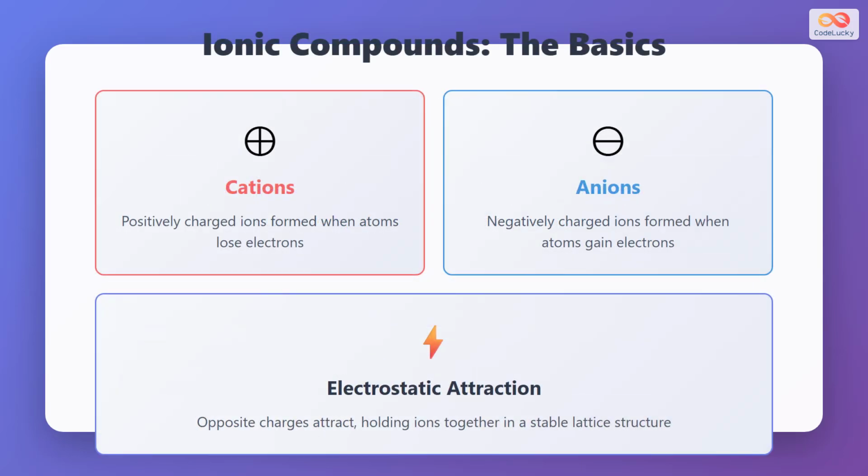To understand crystal lattices in ionic compounds, we need to review the basic components. Ionic compounds consist of two types of ions. Cations are positively charged ions that form when atoms lose electrons. Anions are negatively charged ions that form when atoms gain electrons. The magic happens through electrostatic attraction. Since opposite charges attract, cations and anions pull toward each other with strong forces. This electrostatic attraction extends throughout the entire structure, holding all the ions together in a stable, organized lattice.